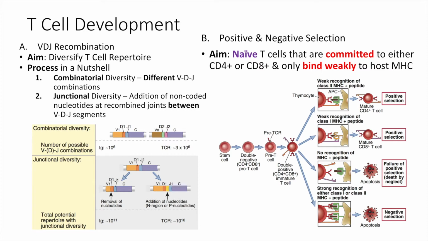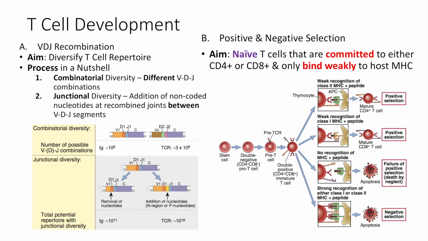The aim is to diversify the T cell repertoire, and in a nutshell, the two main things that you need to know are combinatorial diversity and junctional diversity. For combinatorial diversity, let's say I'm going to make an IG heavy chain, and in the gene segment there are, for example, 50 V segments, maybe 20 D segments and maybe 5 J segments. So you can see there are 50 times 20 times 5 different possible combinations that you can produce. That's quite a huge number already, but it's still not enough in the context of immunity.